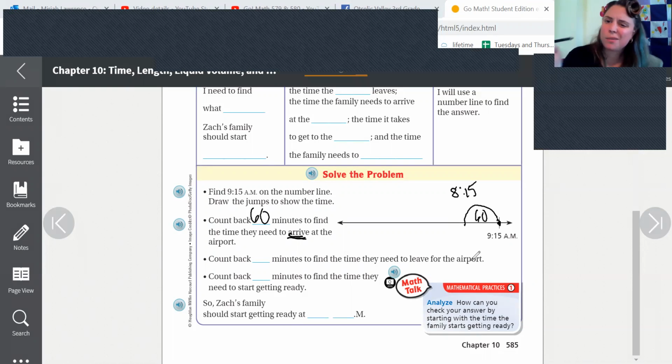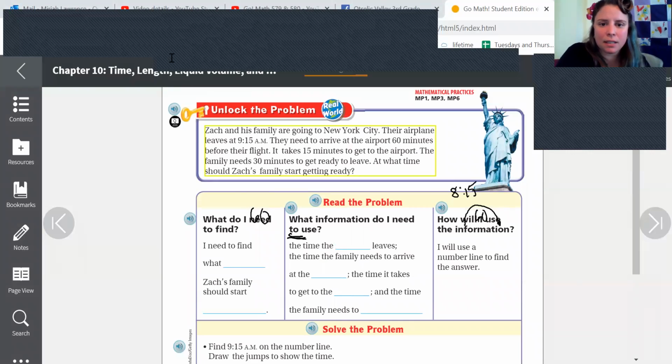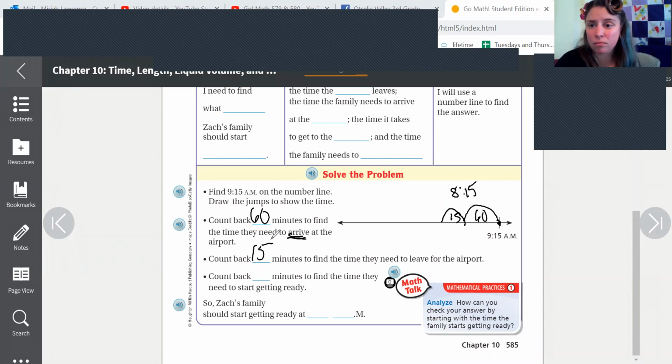So how long did it take them to drive? Do we remember this? We might need to go back in the problem to see that, right? So up here at the top, it says they need to arrive at the airport 60 minutes before the flight. We did that. It takes them 15 minutes to get to the airport. So it takes them 15 minutes to drive there. So we're going to go ahead and add another little bump. We're going to take 15 minutes away from our new time of 8:15. Okay, so 8:15 minus 15 minutes. Not as hard as it sounds, right? It's going to be 8 o'clock.